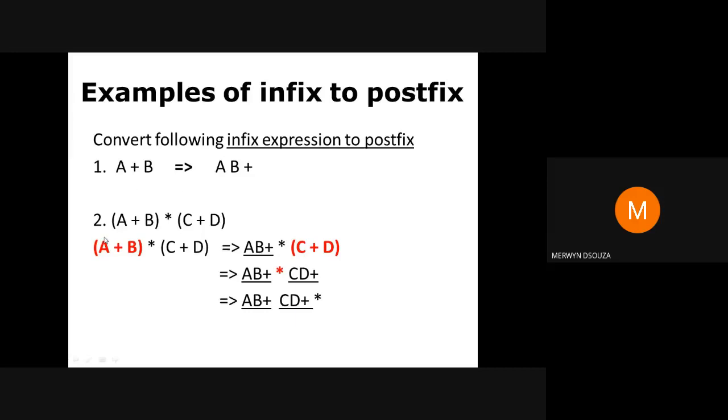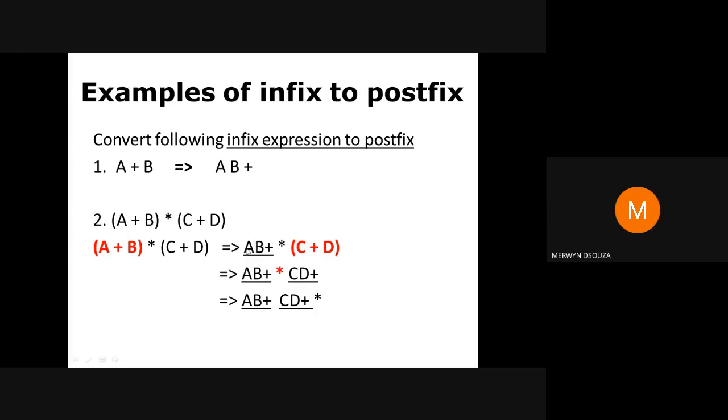I think the first one is quite simple, so we go to the second one. In the second one, you can see there are parentheses. Parentheses are nothing but brackets. Whenever parentheses are present, you solve the first parenthesis first. So I solve this parenthesis first and put it in postfix form. I will write AB and put plus on the other side.